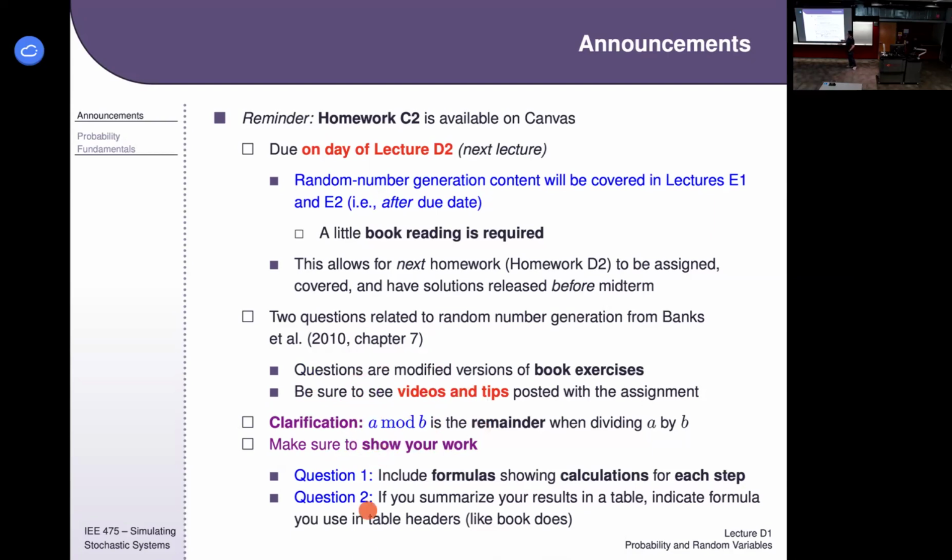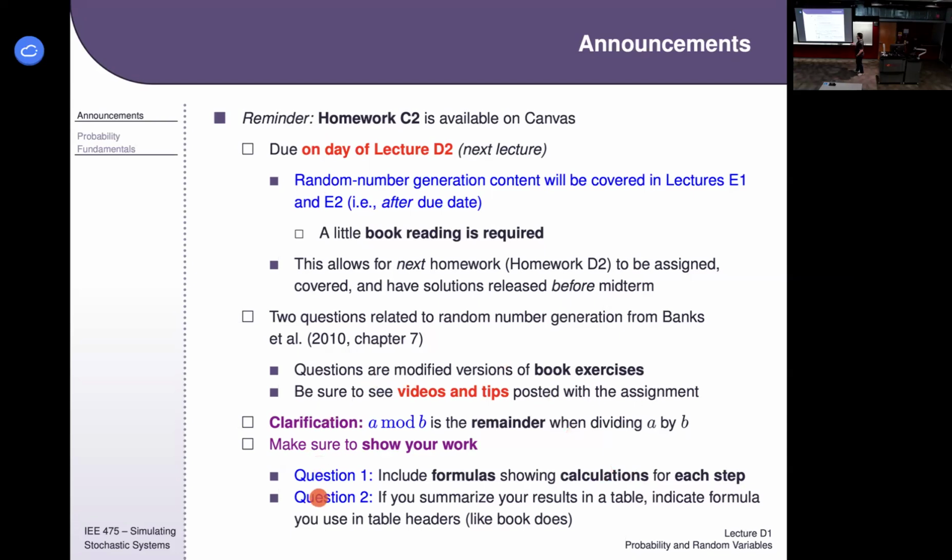Also on this homework, make sure to show your work for the grader. In question 1, that might mean including formulas and showing your calculations for each step. In that case, you're generating numbers step by step, so make sure you show how you took numbers from the previous step and plugged them into the next step, so that it doesn't just give you a string of numbers.